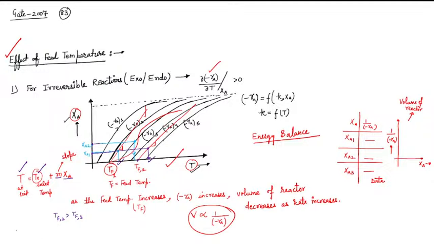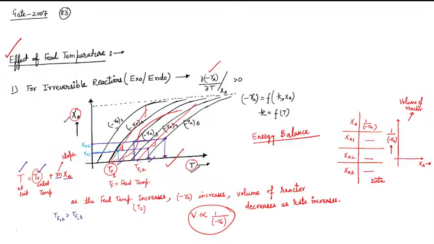Sir, for XA2, in the previous case when the feed temperature was TF1, what did we get? We get this temperature. Corresponding to this temperature, what is the rate? So you can find out. So the rate is minus RA3. In this case, now you can check conversion XA2. What will be the temperature, sir? The temperature will be this. Temperature increases. Yes, sir. Rate is what? Minus RA5. Minus RA5 is more than minus RA3. So, sir, the rate increases.